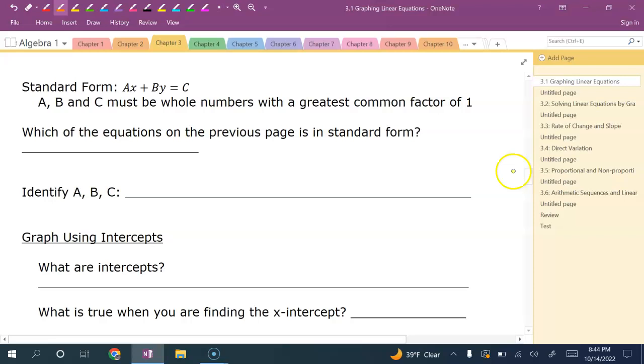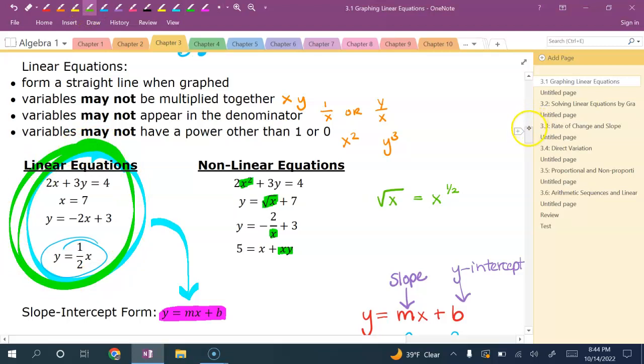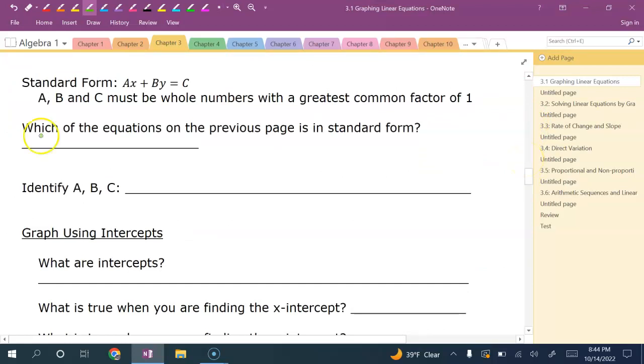So if you go back to your previous examples up here, in this list, which one of these equations is written in that standard form? Hopefully we can all agree that 2x plus 3y equals 4 was written in standard form. What I'm going to do here is identify a, b, and c real quick. So those are just those numbers. A is the number in front of x, which would be 2. B is the number in front of y, which would be 3. And c is your plain number after the equal sign, which is the 4.